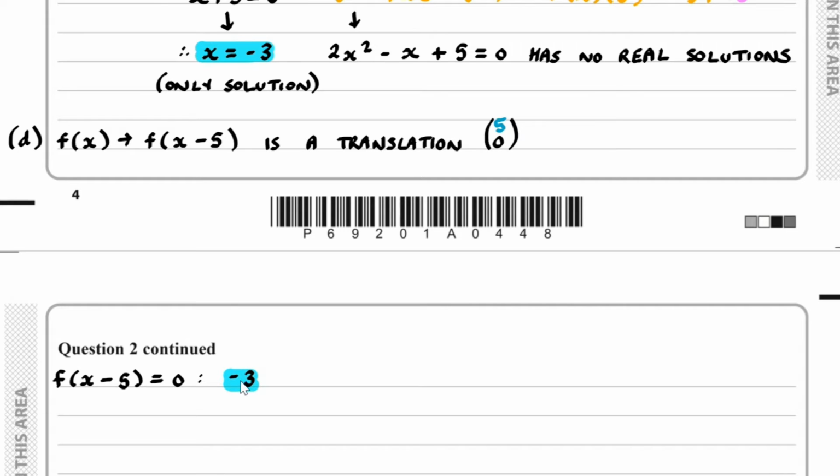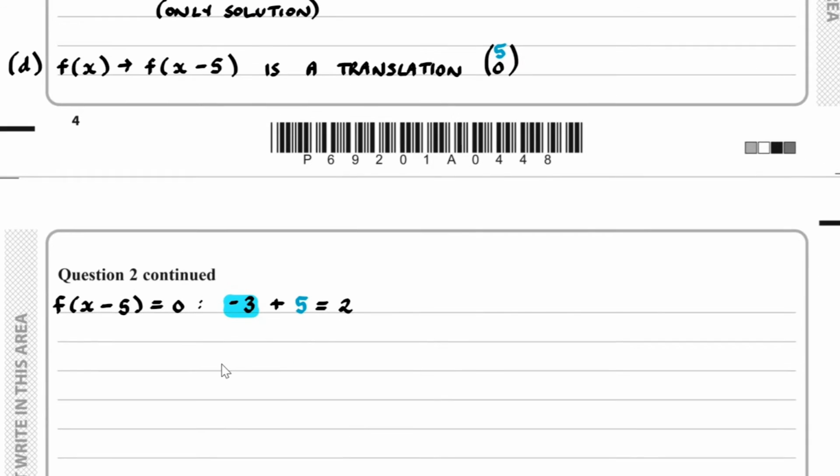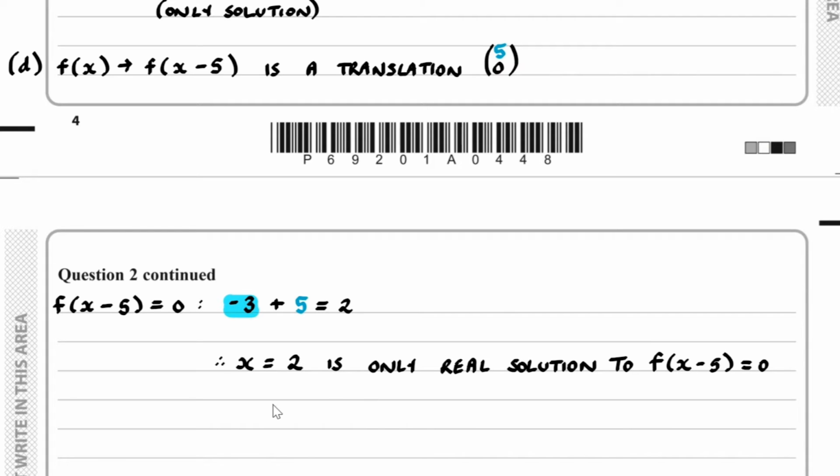And then what we do with this negative 3 is we add on to it 5, because we are translating our x coordinates by 5 units to the right. And if I work out what this is, we get 2. And so, therefore, x equals 2 is the only real solution to f of x minus 5 equals 0.